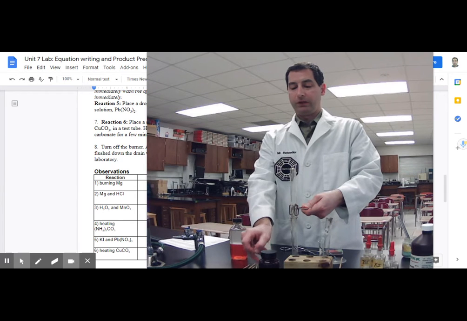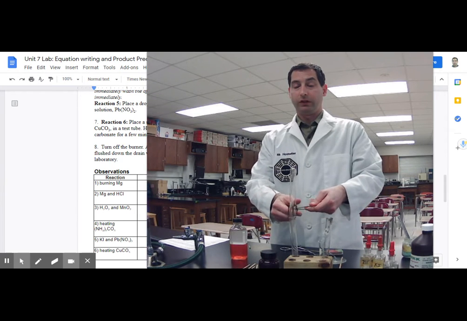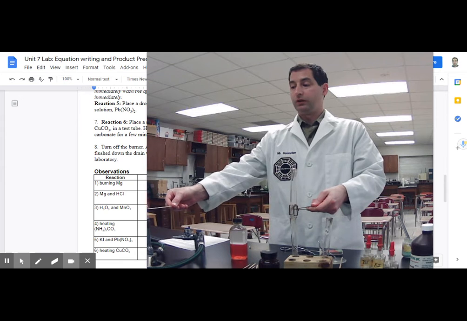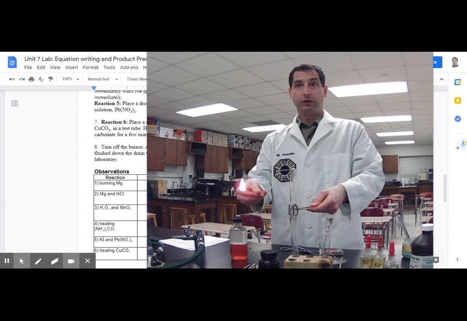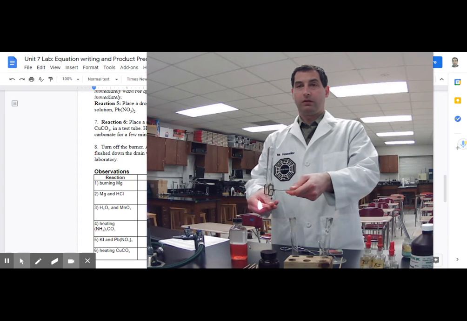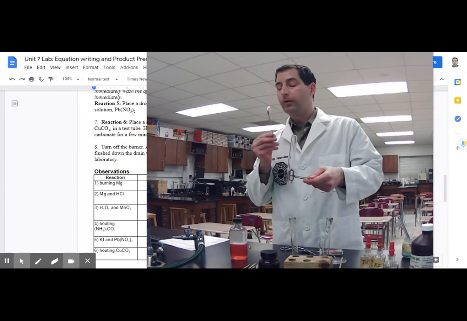So this is the pop test for hydrogen, because if we generate hydrogen, then we should get it to explode. So here I have my burning splint, and we get our little pop test.